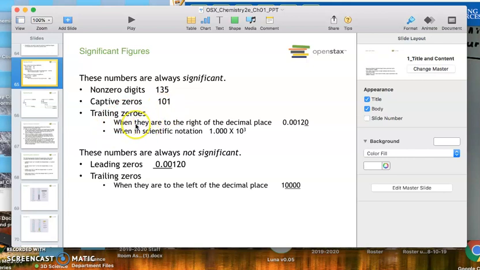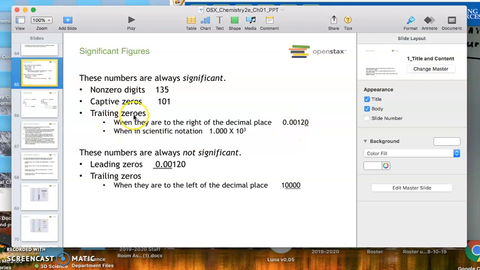Trailing zeros. When you have a trailing 0 that's to the right of the decimal place, it is significant. But if you have a trailing 0 to the left, it's not. So here we have a trailing 0. It's a 0 that is happening after non-zero digits. It's to the right of the decimal place, so this 0 is significant. These zeros are not, and I'll explain that later. They're referred to as leading zeros.